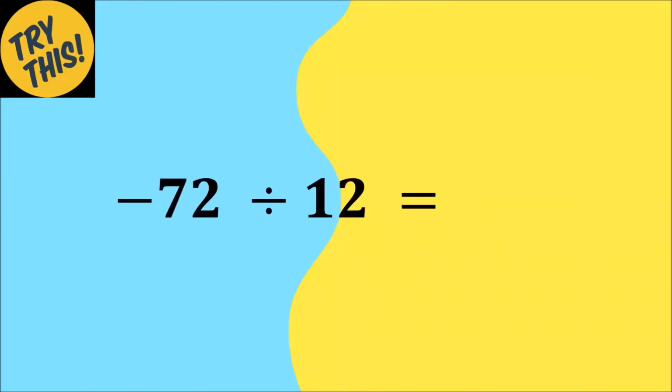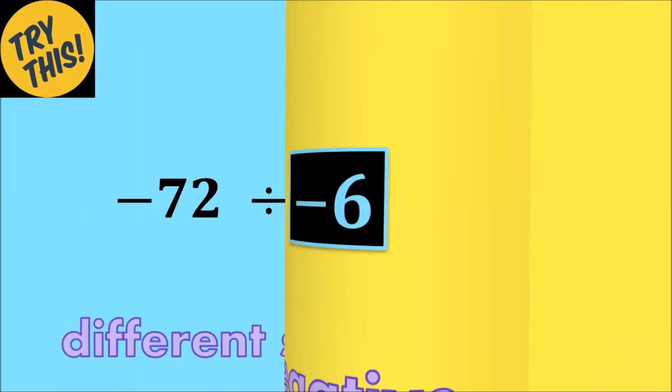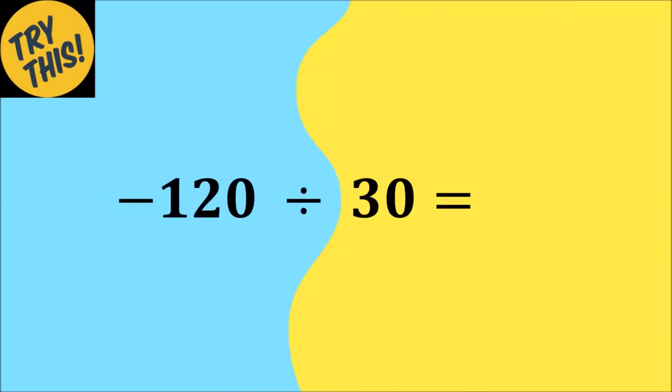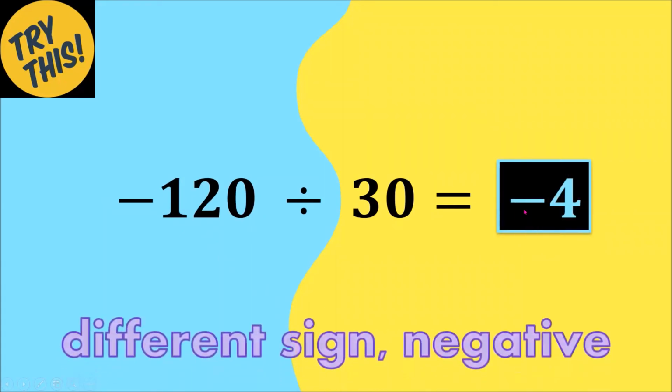Next, negative 72 divided by 12. Again, they have different signs, so this will become negative. 72 divided by 12, so we have negative 6. Next, negative 120 divided by 30. They have different signs, that's why this is negative. And then 120 divided by 30, we have 4. So your answer would be negative 4.